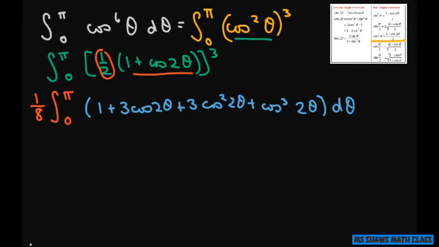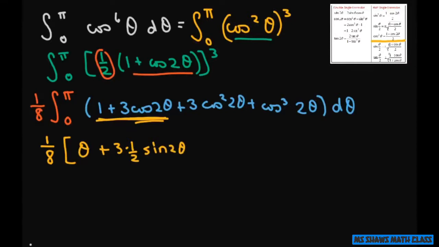So what I want to do is break this apart and write this as 1/8. And I'm going to integrate these first two. So we're doing addition for integrations. So this is going to be theta plus, and then you have your 3 times 1/2. And the antiderivative of cosine is sine. So that's sine of 2 theta. And then we're going to evaluate it from 0 to pi.